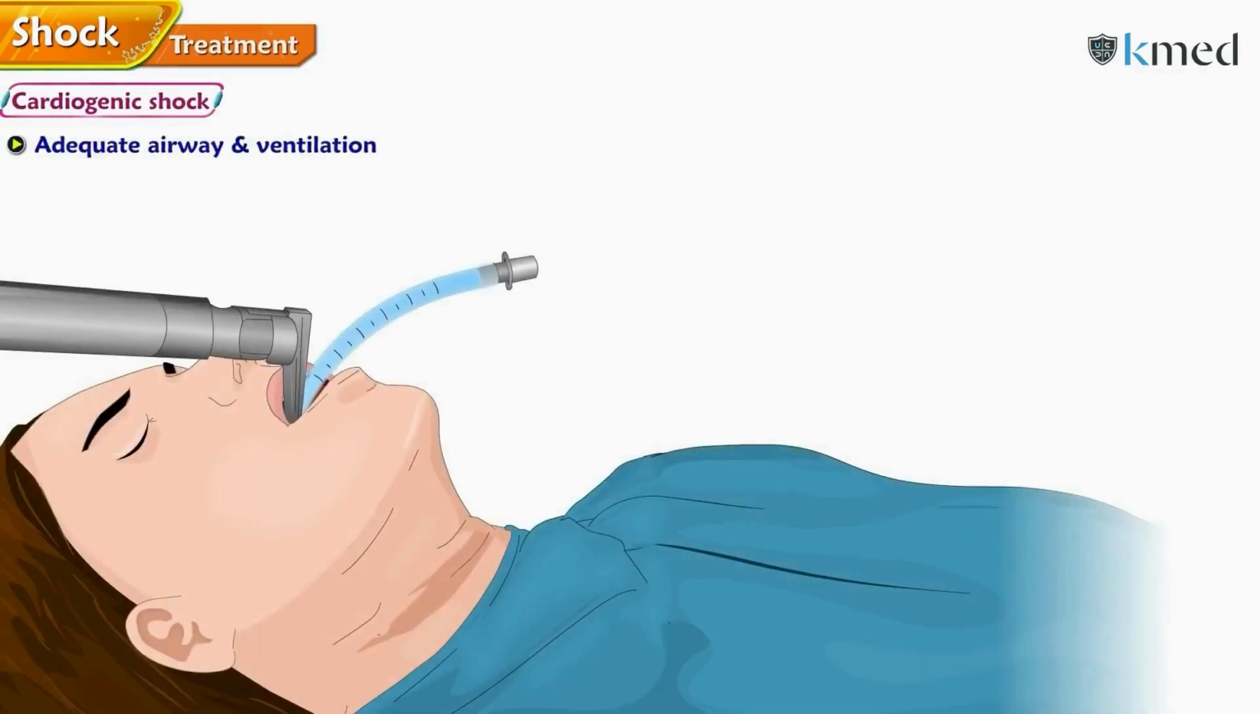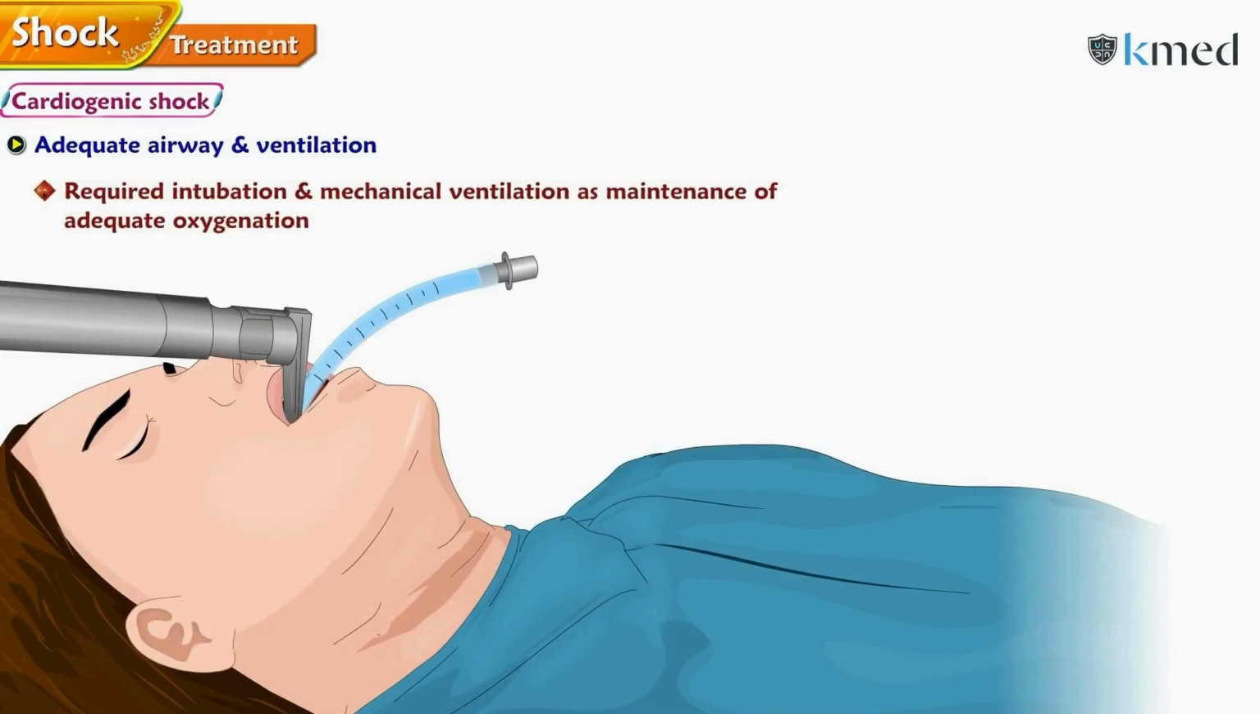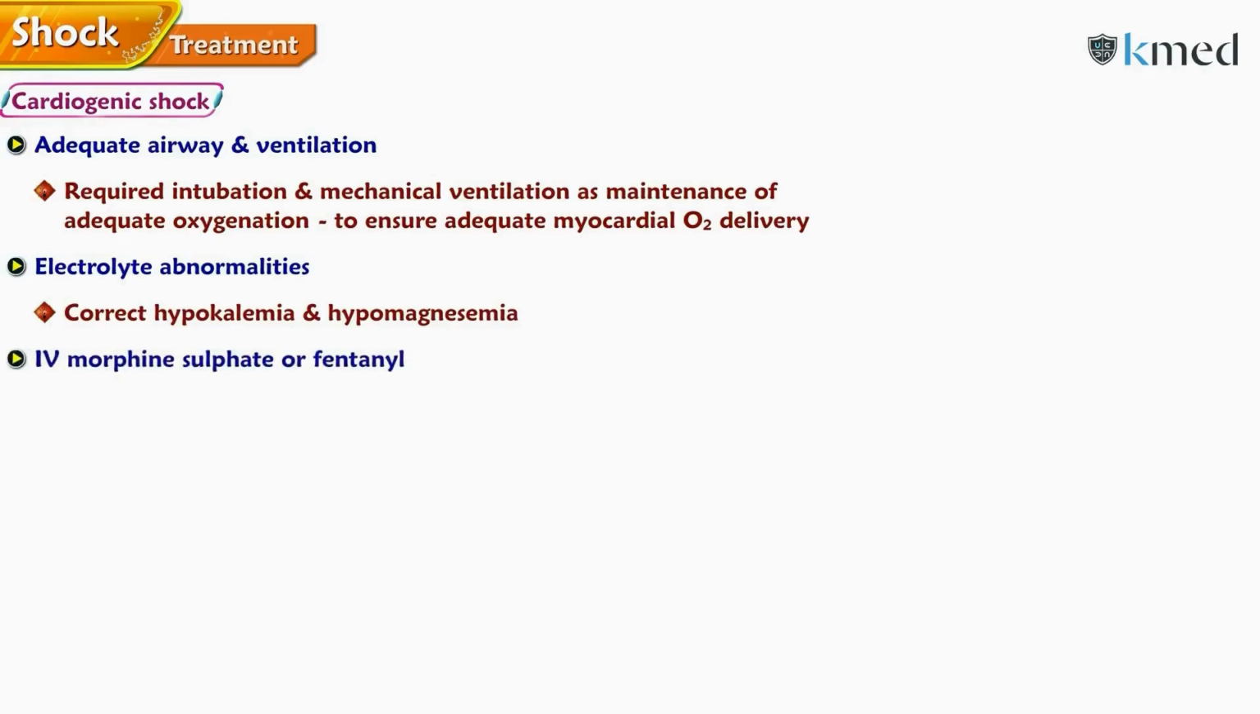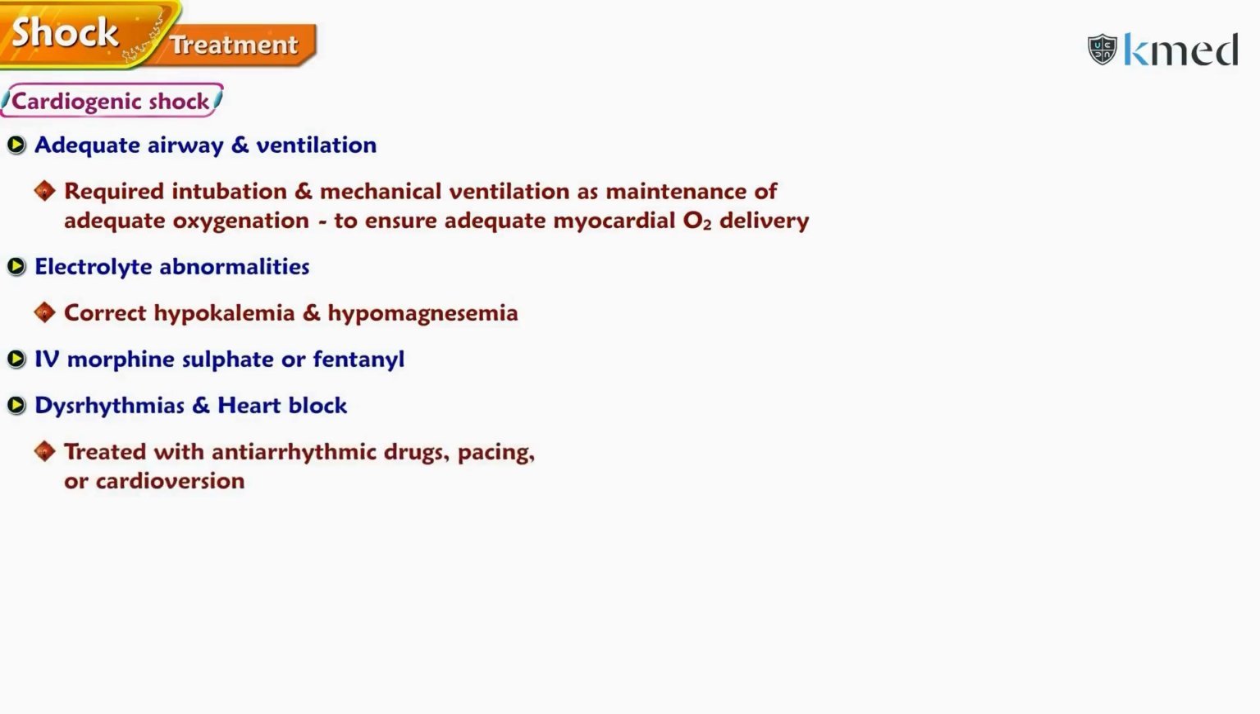of cardiogenic shock. Ensure adequate airway and ventilation. If required, intubation and mechanical ventilation, as maintenance of adequate oxygenation is required to ensure adequate myocardial oxygen delivery. Electrolyte abnormalities, commonly hypokalemia and hypomagnesemia, should be corrected. Intravenous morphine sulfate or fentanyl for pain. Dysrhythmias and heart block must be treated with antiarrhythmic drugs, pacing, or cardioversion if necessary.